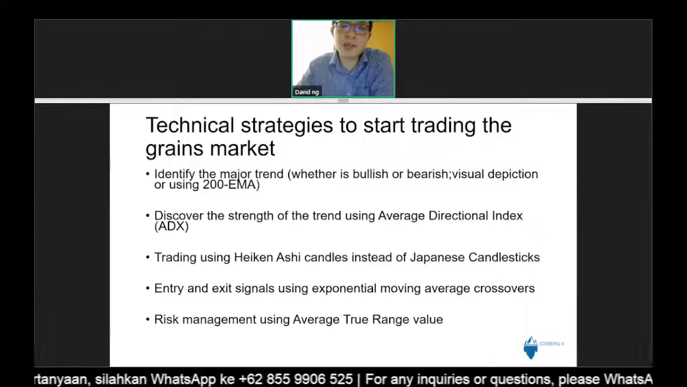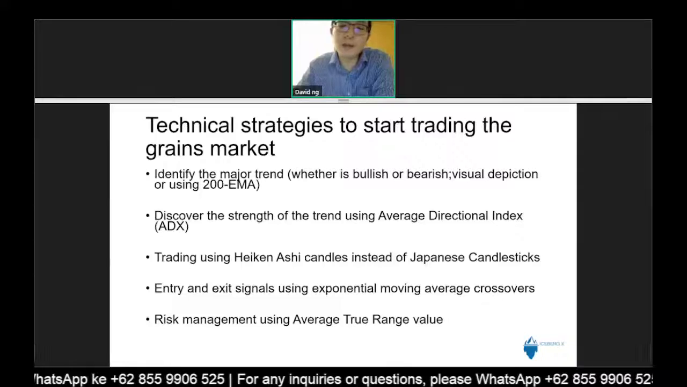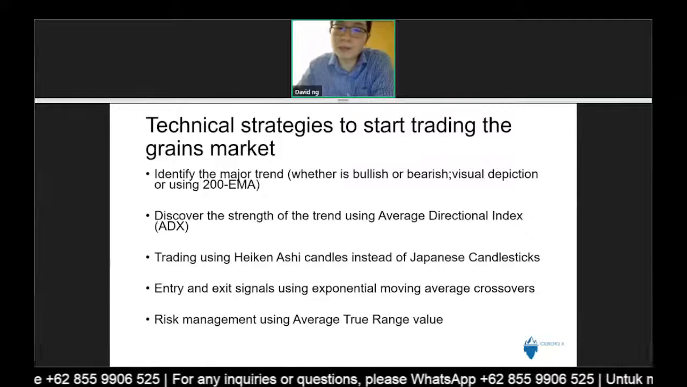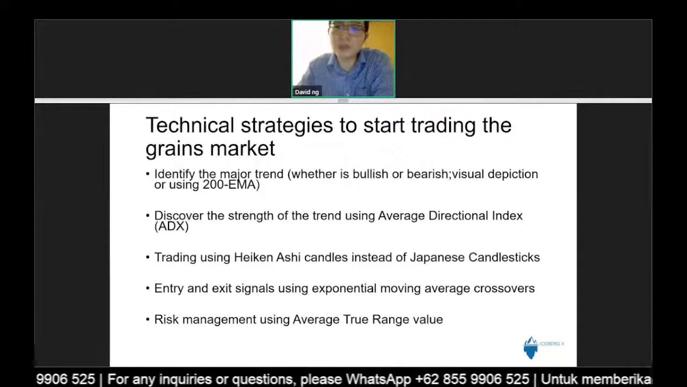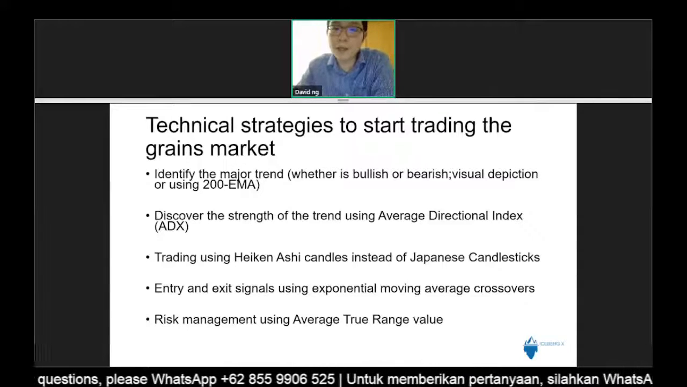Once that is identified, we can use ADX, which I'm going to share with you later on. And to enter into the particular buy and sell signal, we use candlesticks and we use moving average crossovers, because these two are quite sufficient for you to make buying and selling decisions.